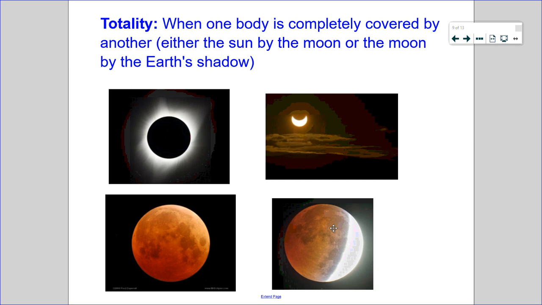And so these are called partial eclipses. There is a third type of solar eclipse called an annular eclipse, but we're not going to get into that today. We'll do that probably tomorrow.